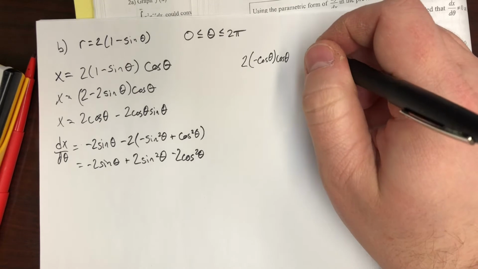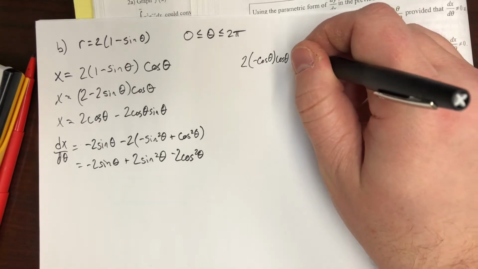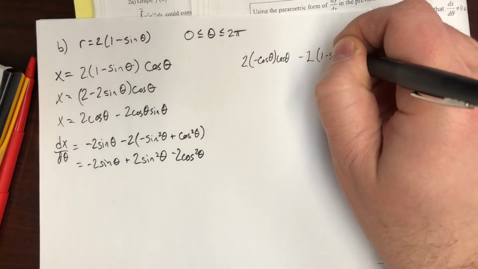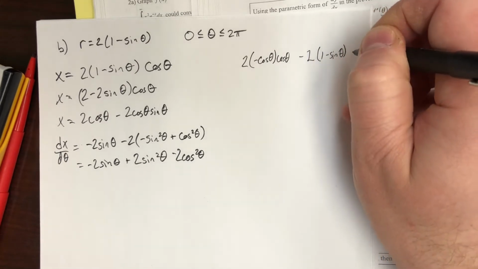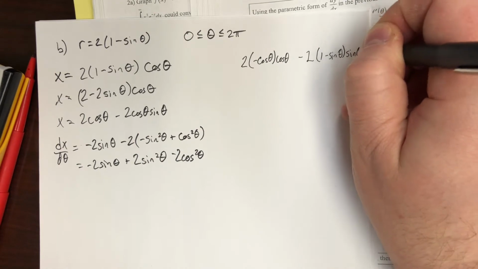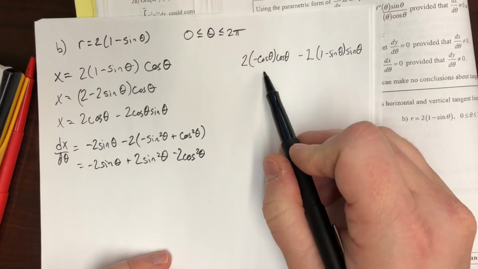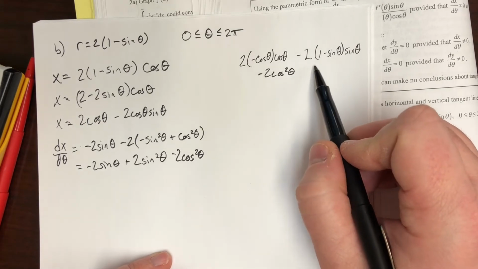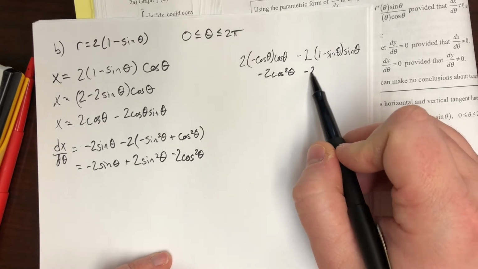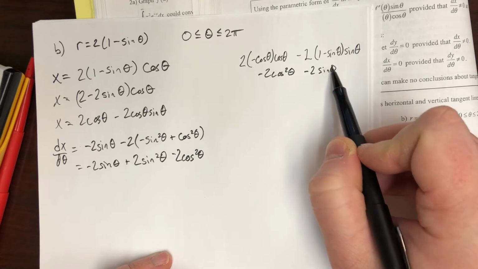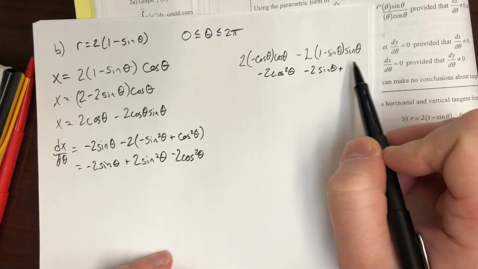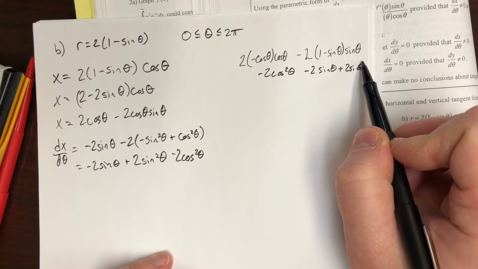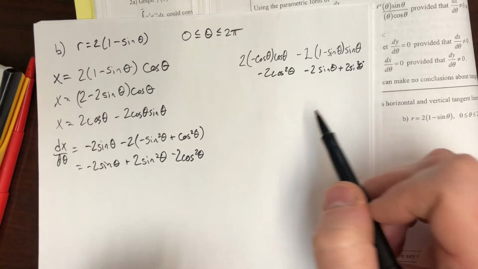Oh, well, that's fine. Minus 2, 1 minus sine theta, sine theta. So I get negative 2 cosine squared theta minus 2 sine theta plus 2 sine theta squared, sine squared theta. It's the same thing.